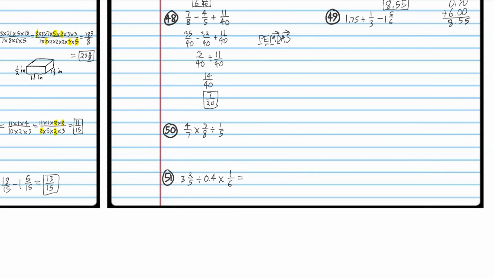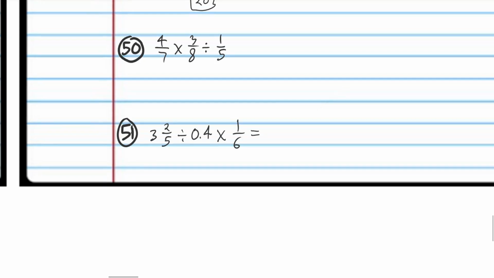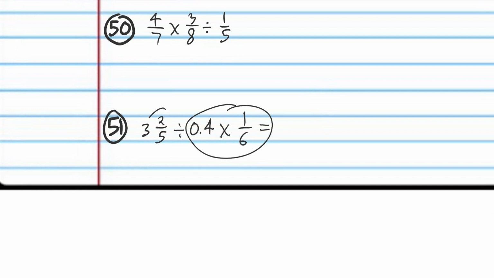Because we have division and multiplication together, we have to move left to right. If we multiply these first, then divide by this number, we're going to get the wrong answer. So we have to do this part first. When you're multiplying and dividing, you've got to convert everything to improper fractions or proper fractions. So we convert this to 17 over 5. And then we convert the 0.4 to 4/10.